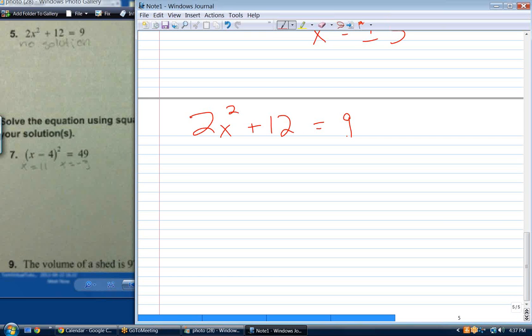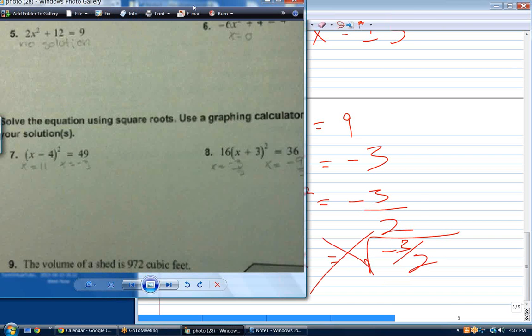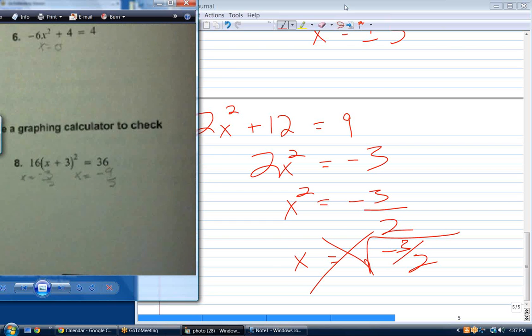Okay, I'm back. Okay. So number 5, what's the first step? Minus 12. Second step? Divided by 2. And third step? The square root, but you can't find the square root of a fraction, so it's a no solution. So whenever that other side is negative and we have to take the square root of it, we got problems.